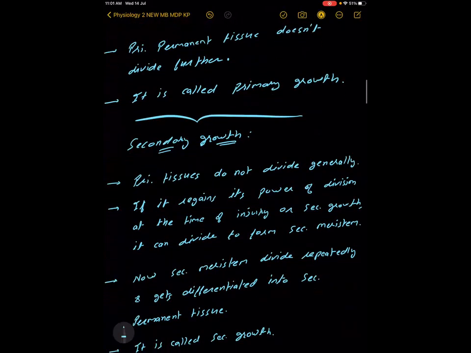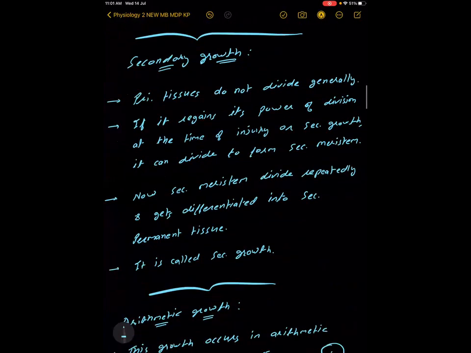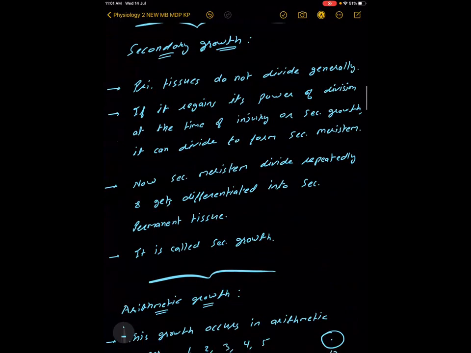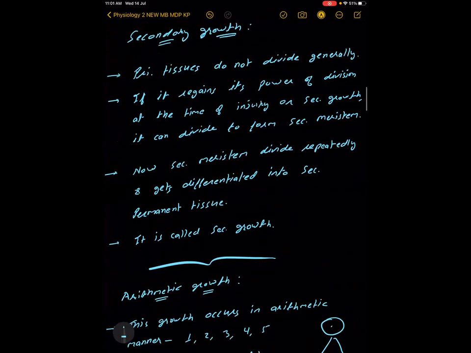Secondary growth: the primary permanent tissues have lost their capacity to divide, but occasionally at the time of injury or at the time of secondary growth they start division. That is de-differentiation. So secondary growth starts, and these dividing primary permanent tissues are called secondary meristem, and finally these secondary meristems differentiate into secondary permanent tissue like secondary xylem and secondary phloem. That is called secondary growth.